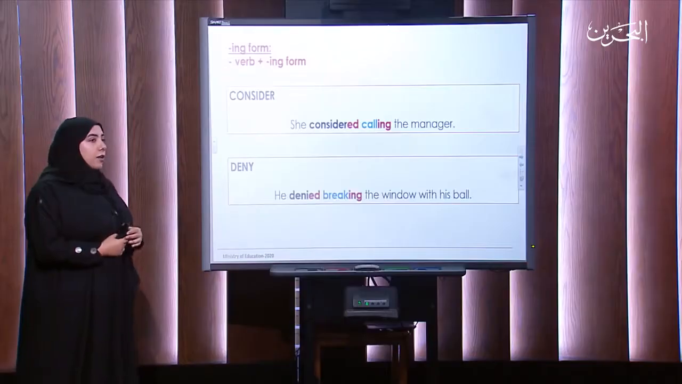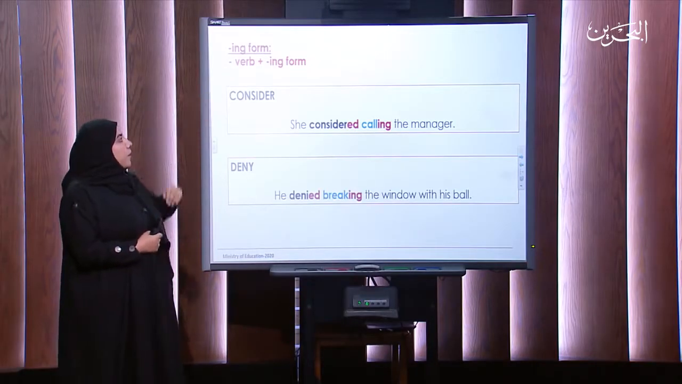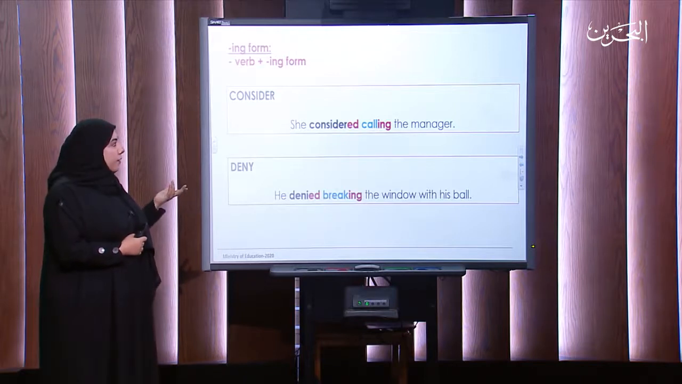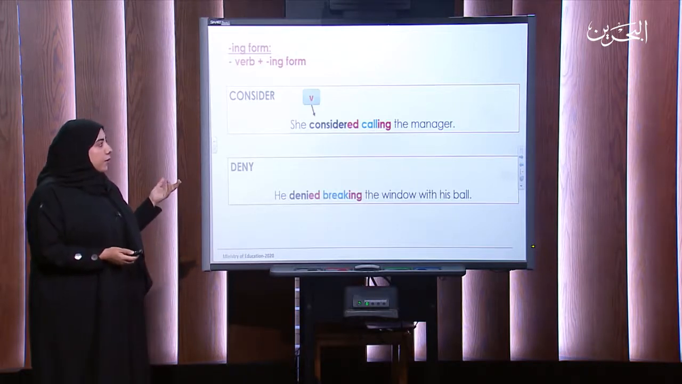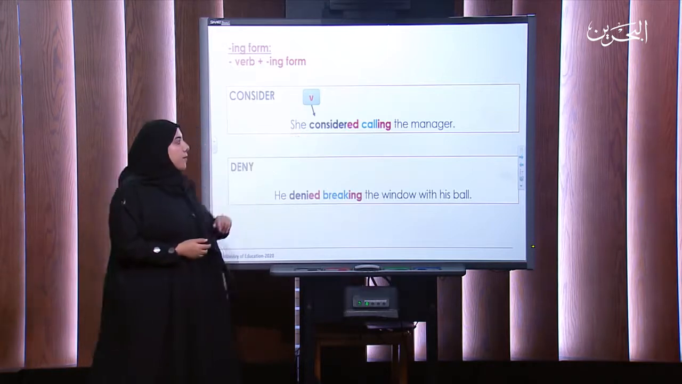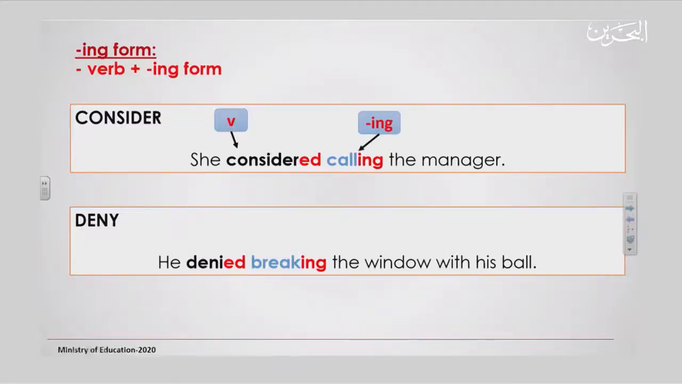The third type of reporting a speech, number 1, verb plus ing form. So you have the verb consider, considered. So she is the subject, the verb is consider, plus the ing form. So the sentence will be, she considered calling the manager. Sentence number 2, he is the subject, plus the verb, which is denied, plus the ing form, which is breaking. So the sentence will be, he denied breaking the window with his ball.